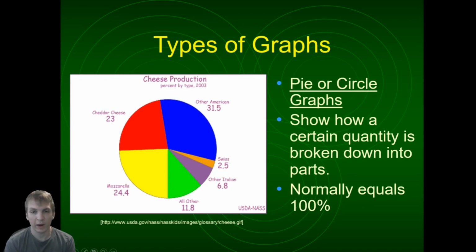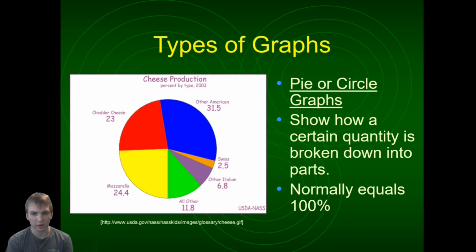The next type of graph that we're going to take a look at is a pie graph or a circle graph. They go by different names. This is a type of graph where you wouldn't necessarily want to show an amount, but you would want to show a percentage of an amount. Okay, so a pie chart shows how a certain quantity is broken down into parts. And normally you're going to see a complete pie chart. Sometimes you might see a Pac-Man style pie chart where they don't show you the whole thing, but normally they're going to show you the whole thing that equals 100%.